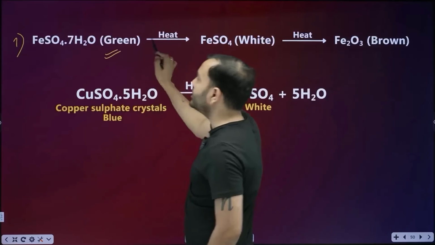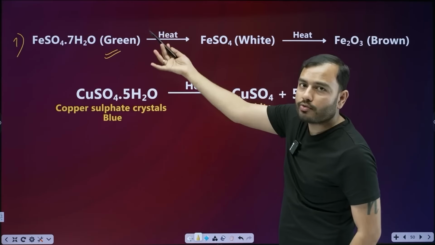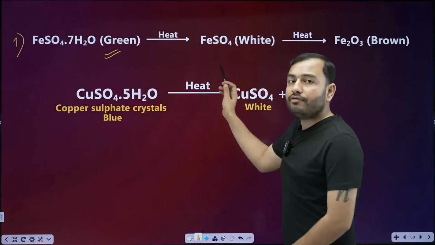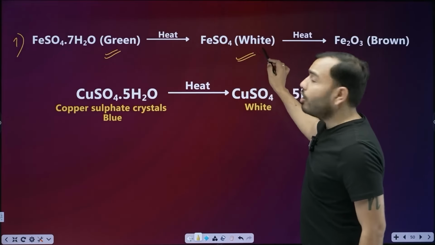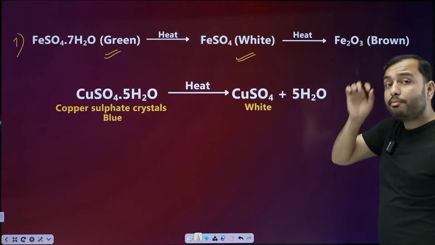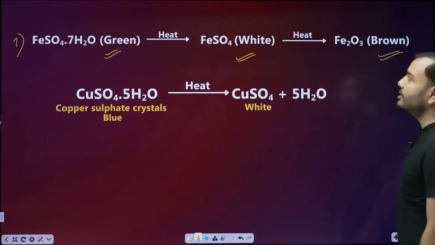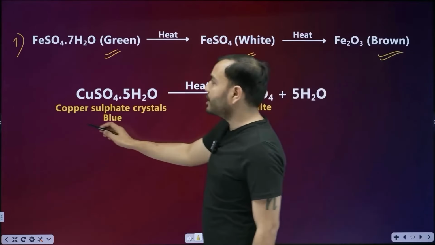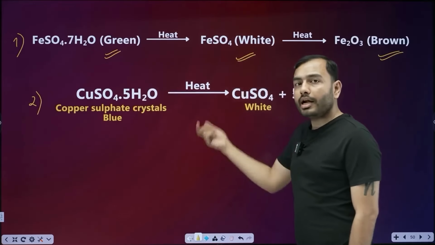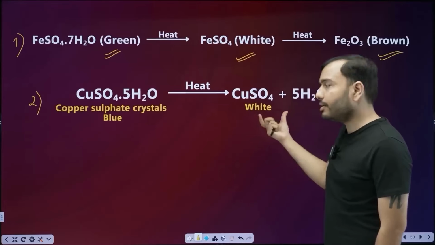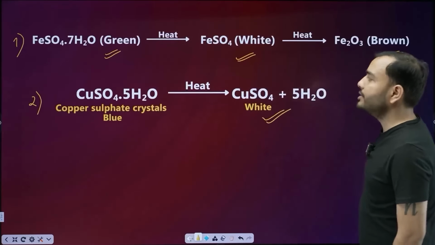sulfate crystals that are green in color, you have to heat them. What happens first? Water of crystallization is released, and ferrous sulfate changes from green color to white powder, remember? And then if you heat it more, it turns into reddish brown ferric oxide. Similarly, the reaction of copper sulfate follows the same way. The crystals of copper sulfate are blue in color, and after heating, water is released, and the copper sulfate becomes white in color.